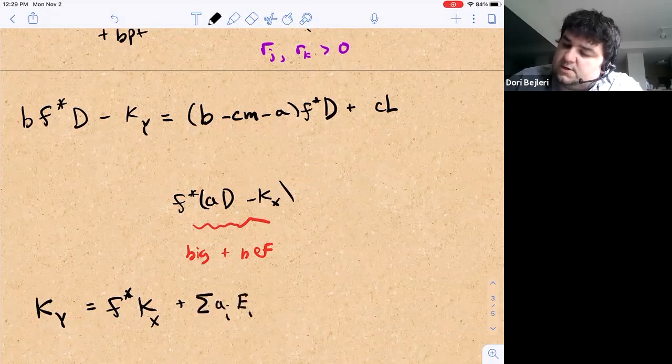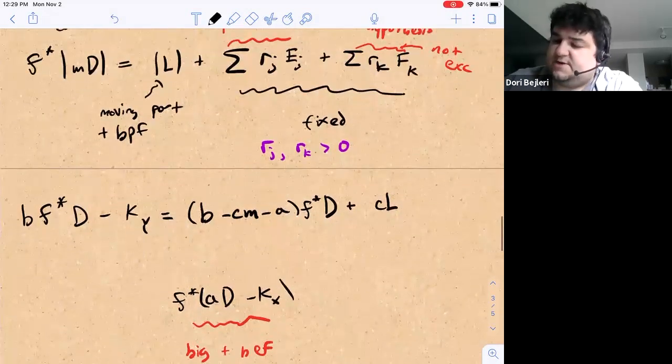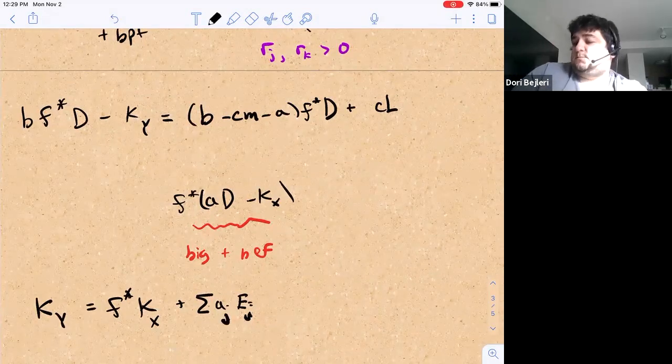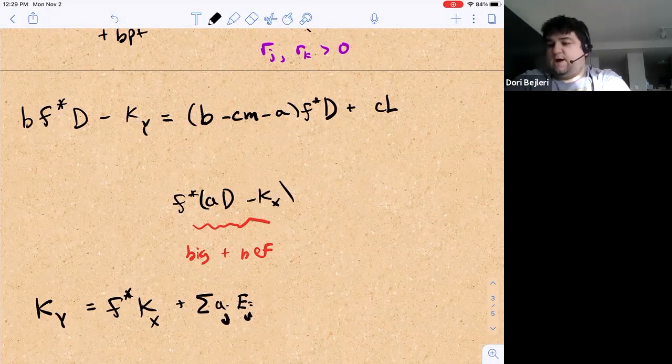EI, where these are exceptionals. Or maybe I should use J, so I have the same indexing as I did up here. So we have this AJ, EJ. And so on one side we have minus KY. On the other side we have the minus KX. So to balance it out, we need to add minus the sum of AJ, EJ.